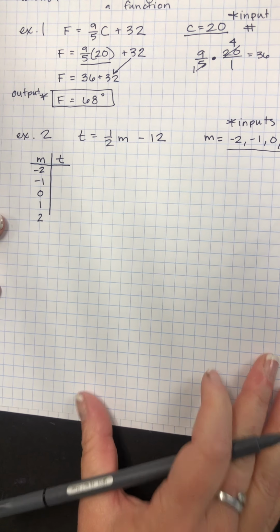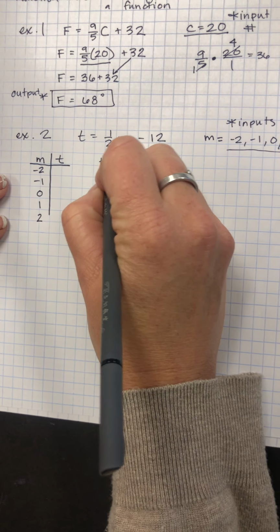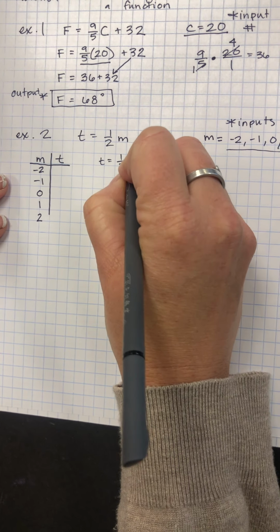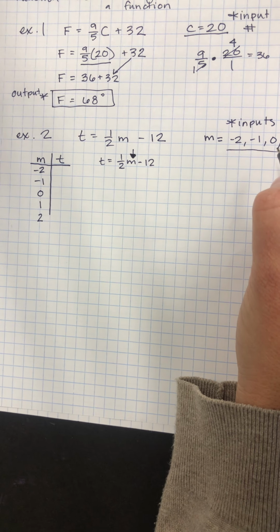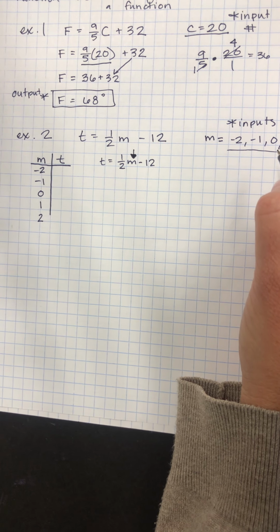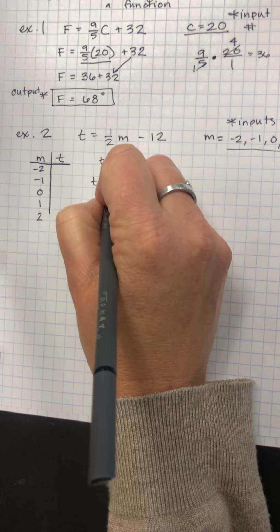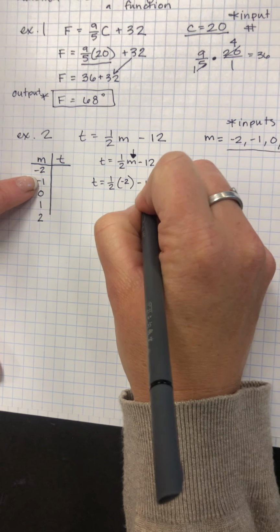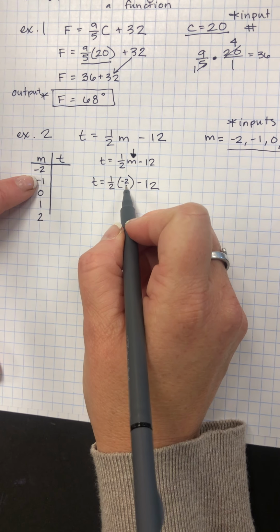Okay, so now I have to do the math. T equals 1/2 m minus 12. This is going to change 5 times. I'm going to do this problem 5 times. I can feel the excitement radiating off of you. So the first time, T equals 1/2 times -2 minus 12. So I've plugged in my first number, which is -2.